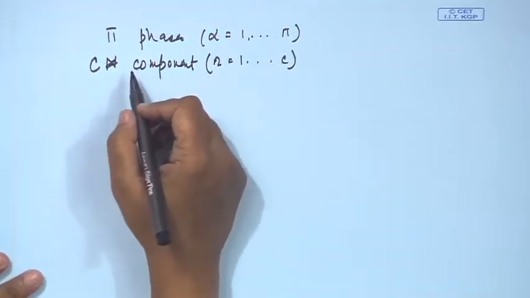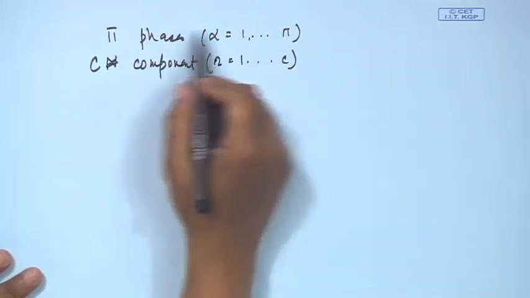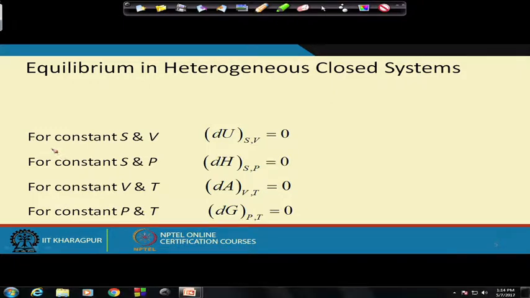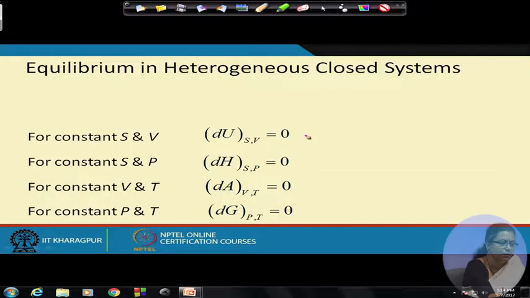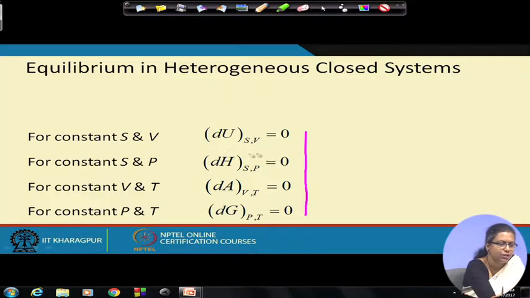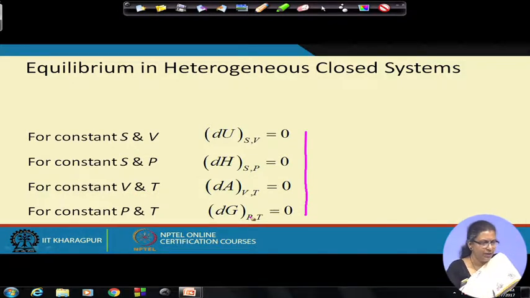So far, for these heterogeneous closed systems, we have already derived the condition of equilibrium for different types of interactions between the closed system and the surroundings, and we have derived the following equations that have been noted down here. As I have already mentioned, the first equation is for constant S and V, then S and P, then V and T, and this is for constant P and T conditions.